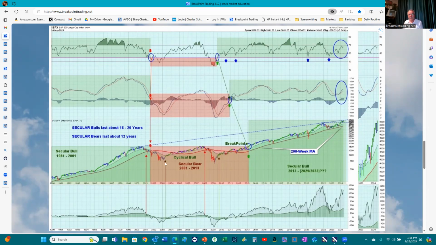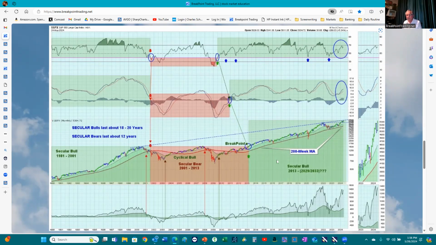Now, if you're a trader, you could have traded these cyclical periods, the shorter-term bull markets. That's why I say I can't tell you what to do, because I don't know what kind of trader you are. But the current secular bull started in 2013, or you could count it from the low in 2009. Somewhere in the 2029 to 2033 period, the secular bull will probably end and we'll start a new secular bear. It probably will be a nasty one, and the market will start to come down again.